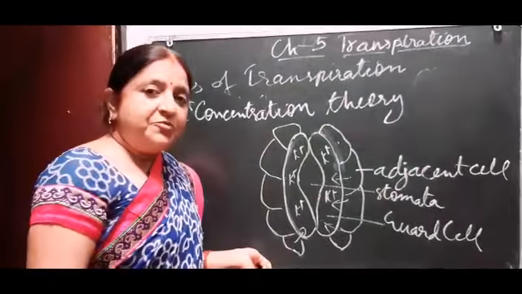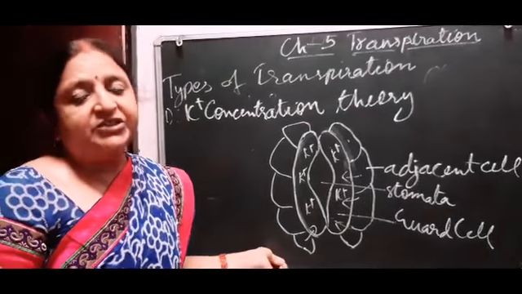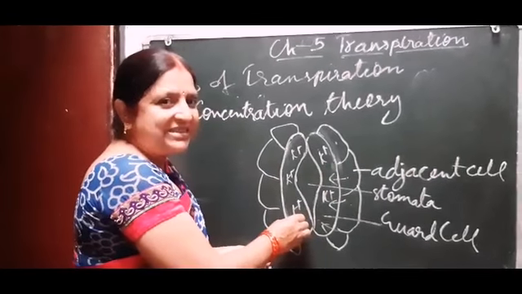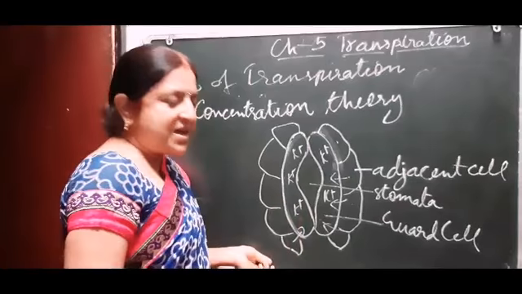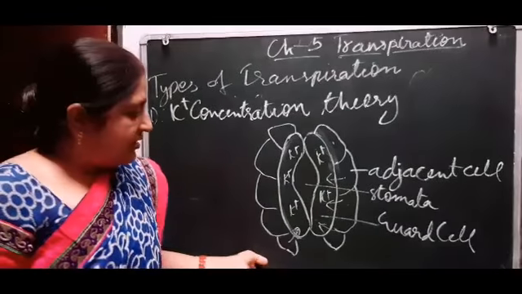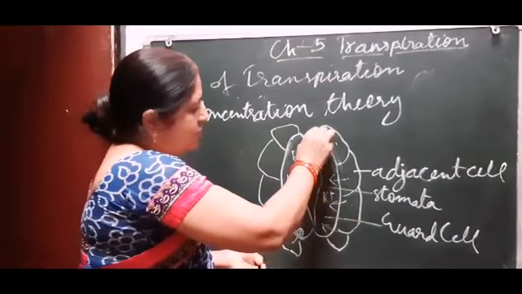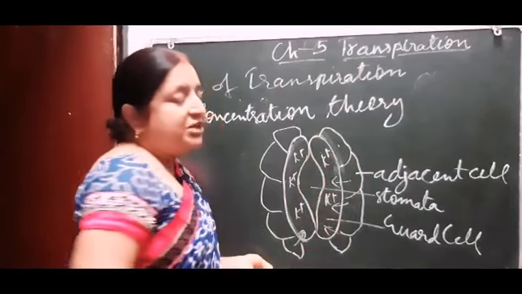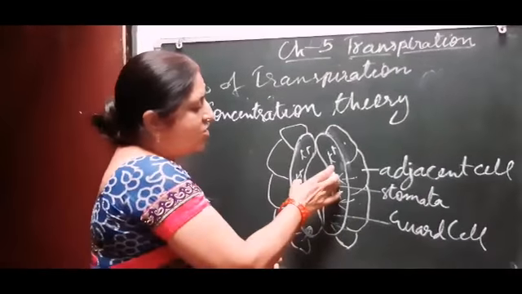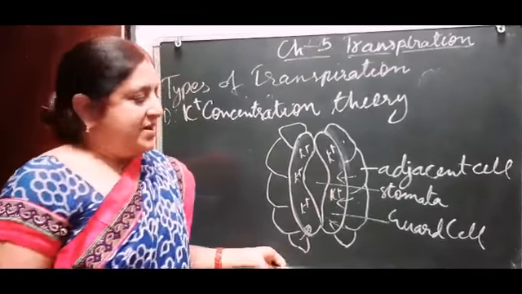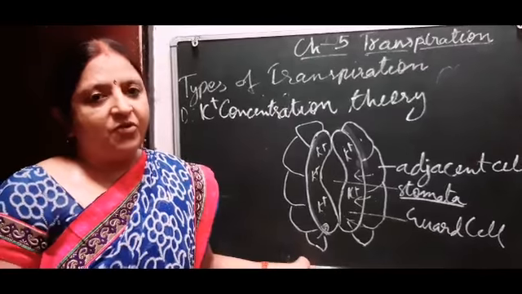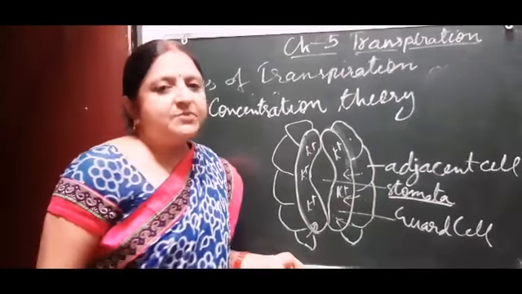In osmosis, water moves from its higher concentration to its lower concentration. So due to the water concentration becoming less because of these potassium ions, water comes in from the adjacent cell, and so this cell becomes turgid. This guard cell becomes turgid, and the turgidity of the guard cell makes it open, so that the stomata get open and water diffuses out in the form of water vapor. This is all about the potassium concentration theory.